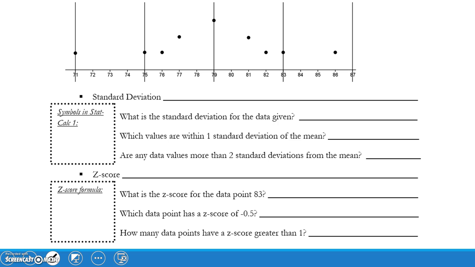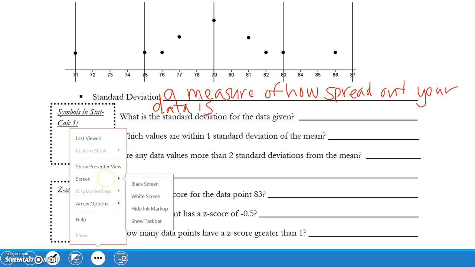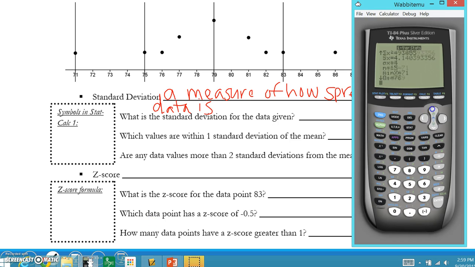Then I took this data and I sectioned it off into standard deviations. What that is, it's a measure of how spread out your data is. How you get that is that you use the list that we already had up. Standard deviation is the very bottom one when I arrowed all the way up, the little O with the little hat, X. It's the 4 right there.